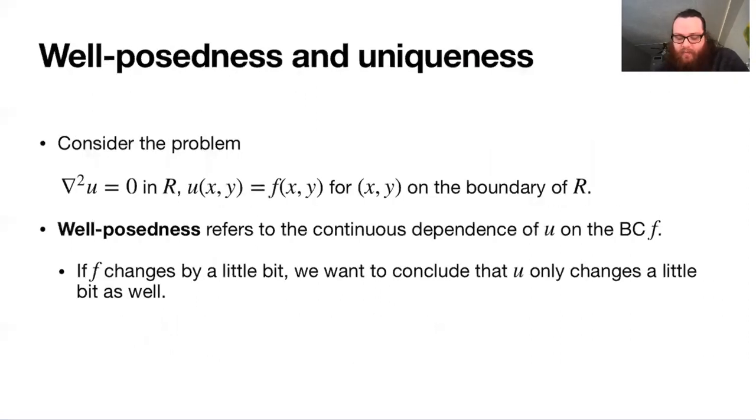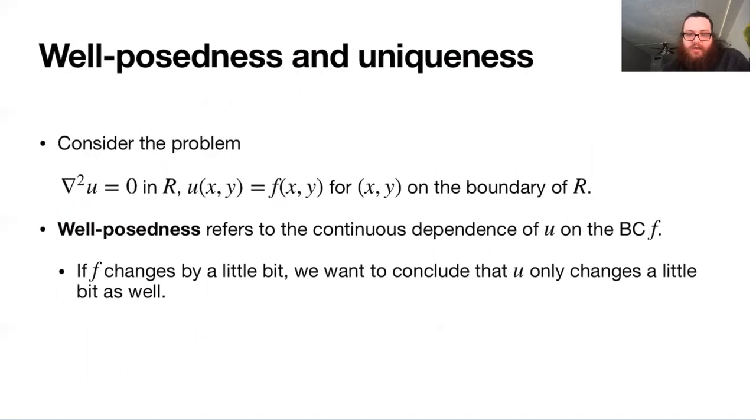Okay, and so the last piece that we'll look at in this qualitative realm is called well-posedness and uniqueness. So what is well-posedness? Well, consider Laplace's equation in some region R. And suppose we're given boundary information, the value of u on the boundary.